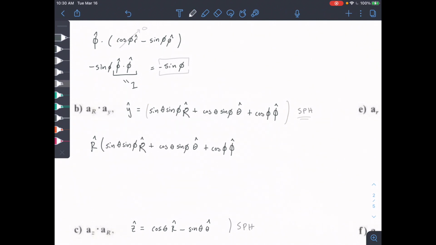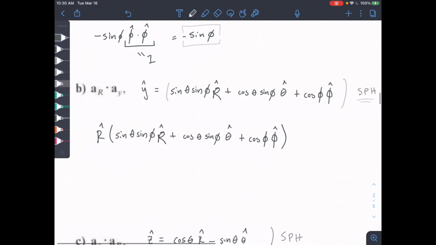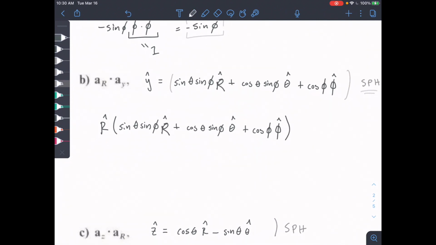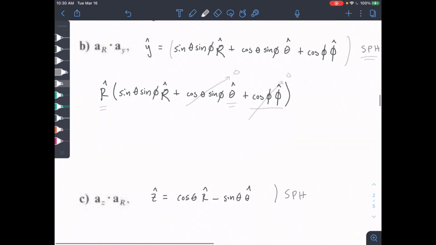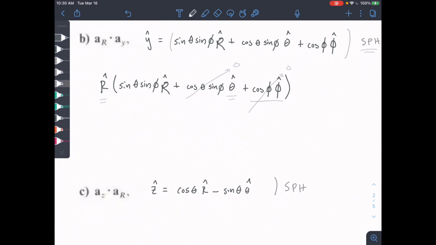All of the directional unit vectors in a coordinate system are perpendicular to each other. So r hat and theta hat, and r hat and phi hat are perpendicular, which means those terms will cancel. We're just going to end up with this first piece, sine of theta, sine of phi, r hat dot r hat, which is equal to 1. So we're going to end up with sine of theta, sine of phi. Okay, and that's our solution for that one.